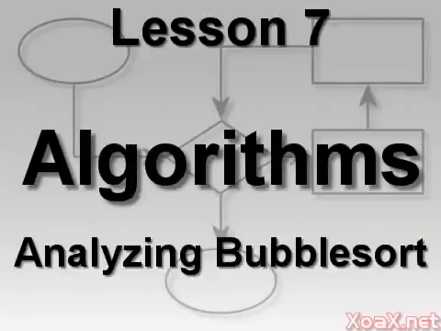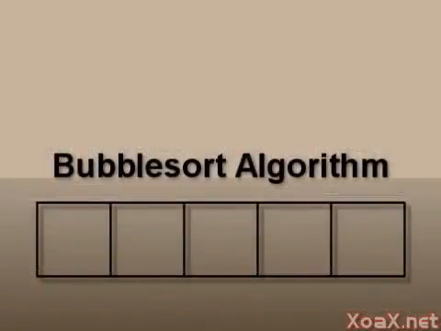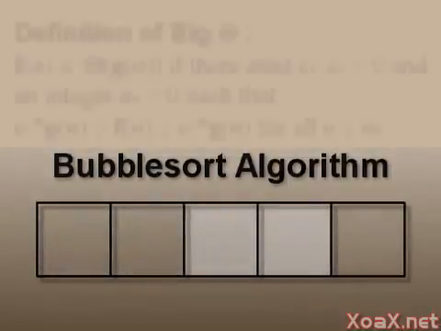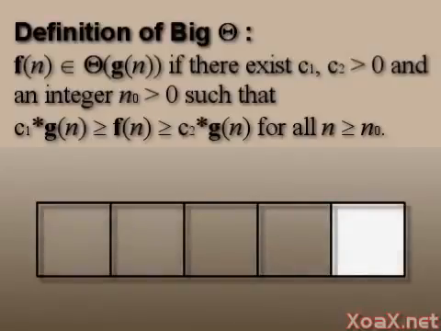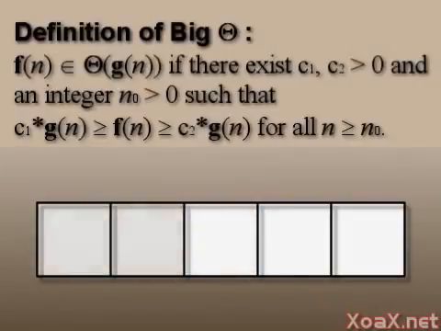Lesson 7, Analyzing Bubblesort. In this video, we will give a careful time complexity analysis of the Bubblesort algorithm using the definition of big theta that we gave previously. This is intended to be a thorough algorithmic analysis. In future analyses, we will skip many of the basic steps that we cover here.